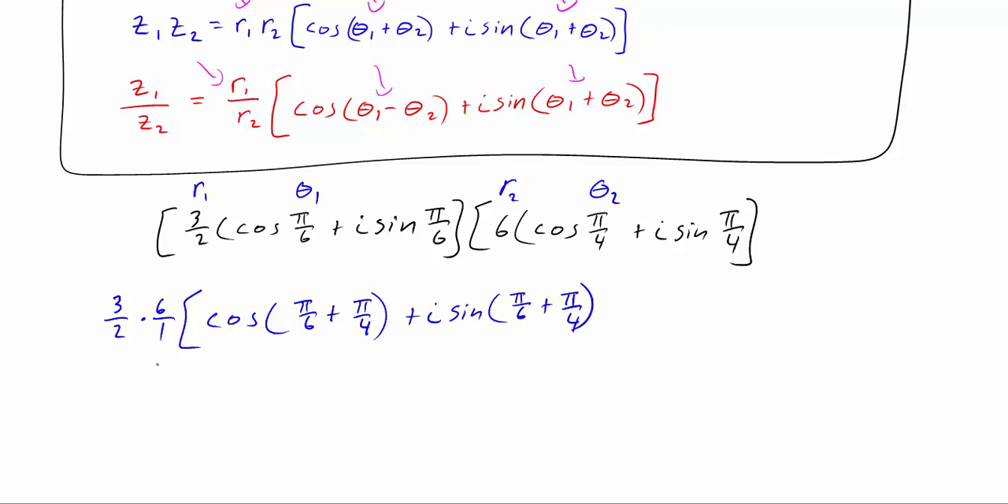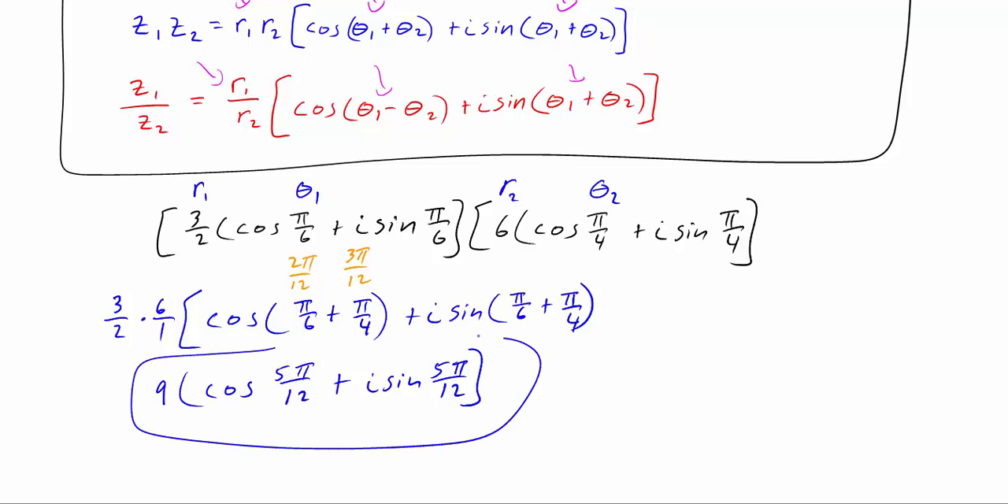Then 3/2 times 6: 2 goes into 6, 3, so 3 times 3 is 9. And then we would have the cosine of pi over 6 plus pi over 4. If we're going to add, we need a common denominator, and here the common denominator would be 12. 6 into 12 is 2, so that means we would have 2 pi over 12. 4 goes into 12, 3, so that would be 3 pi over 12. Therefore we get 5 pi over 12, plus i sine, and again the same angle, so i sine of 5 pi over 12. And this here is the answer.